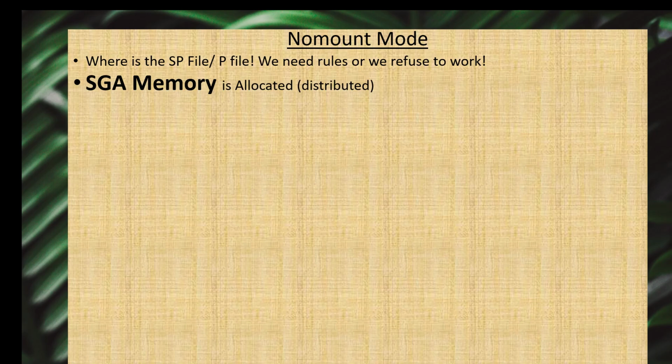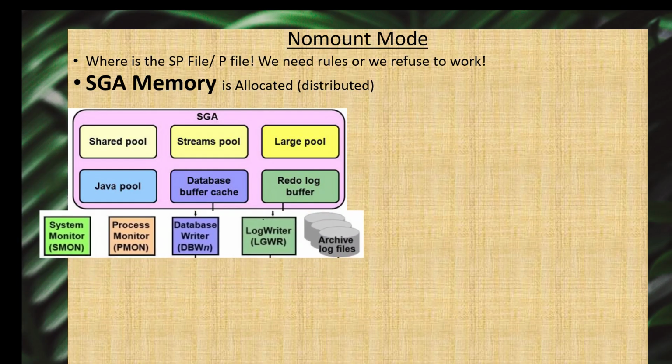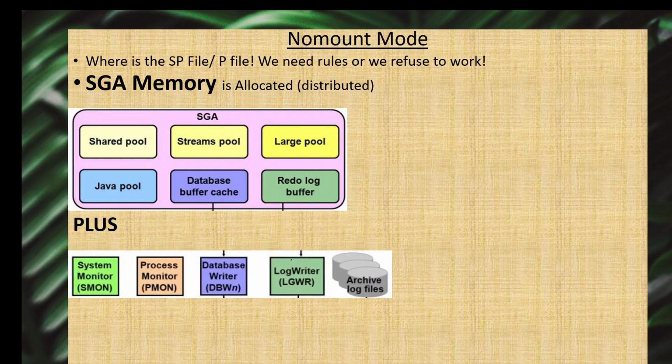After the SP file has located the initialization parameters, aka the rules, then the SGA memory is distributed. Plus, the background processes are started. Now, ladies and gentlemen, you have some action. The instance has started. But remember, once again, the instance is a separate entity that at this point has yet to be connected, aka mounted, to the other important entity, the database. So, to make that happen, we continue to the mount mode where these two entities will come together.